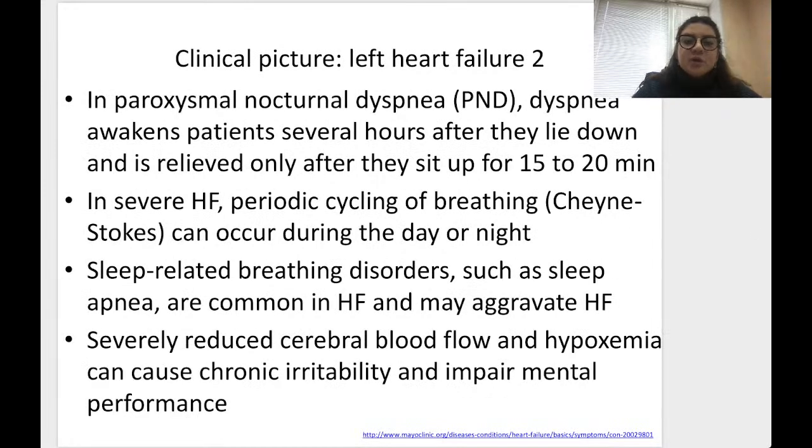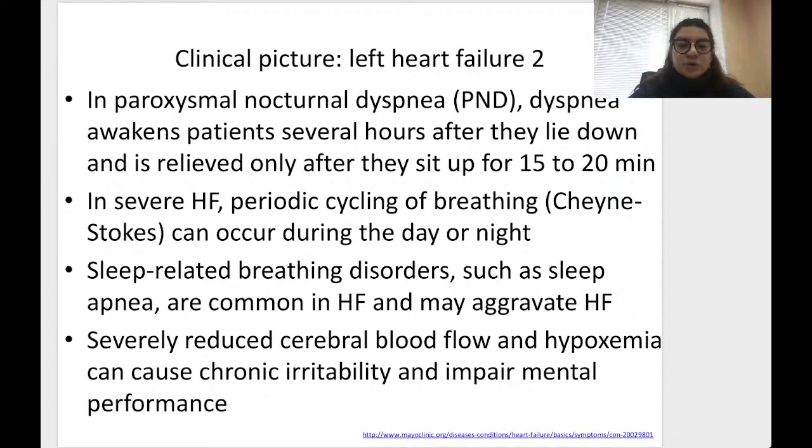In paroxysmal nocturnal dyspnea, a very specific symptom, dyspnea awakens patients several hours after they lie down and is relieved after they sit up for 15-20 minutes. In severe heart failure, periodic cycling of breathing, we name it Cheyne-Stokes breathing, a type of pathological breathing, can occur during the day or night.